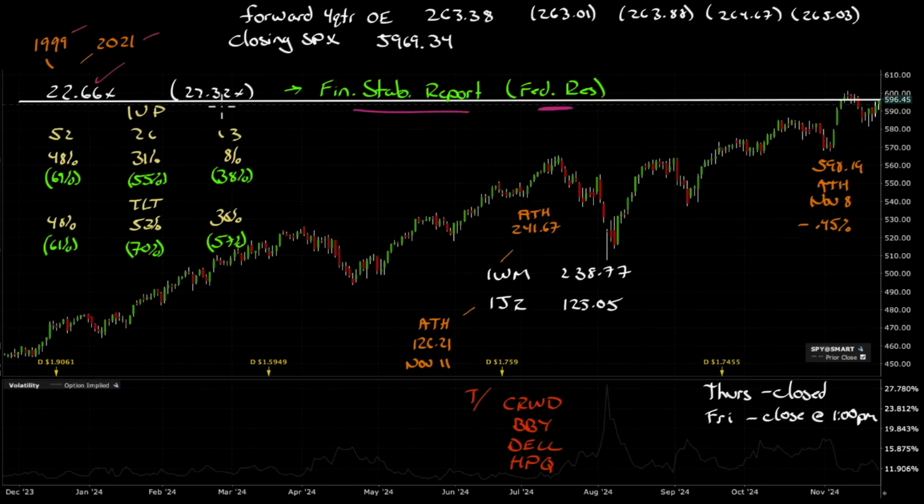22.6 times the forward operating earnings. That is not as reported, right? That's just operating earnings, versus 22.32 last week. You had an increase in the SPX. Slight increase in earnings, 37 cents, 263.38 on forward 4 quarters. Up from 263, but still, if you go back 5 weeks, we are at 265. We're down at 5969, sitting 0.45% below the all-time high of 5981.9, which happened on November 8th.